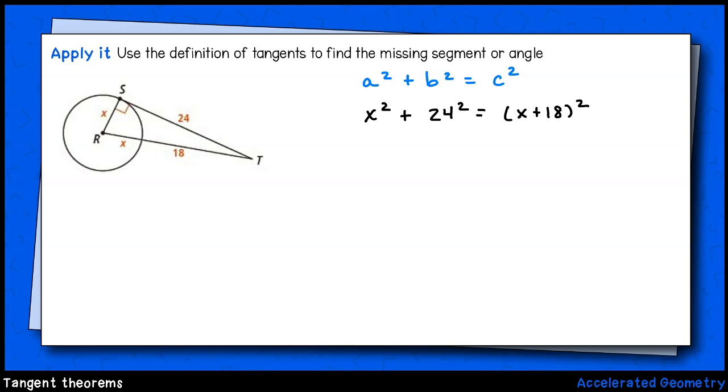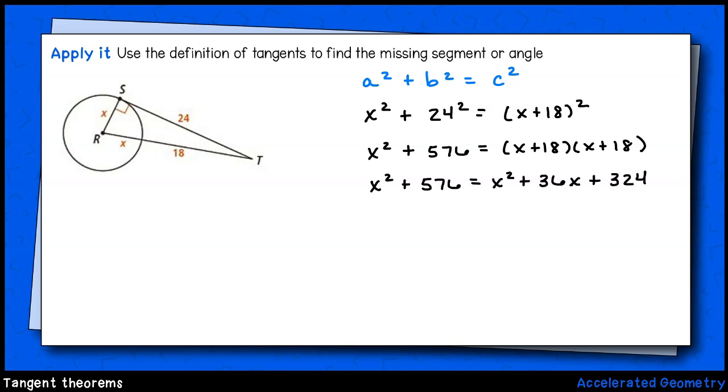We'll have x squared plus 24 squared equals x plus 18 quantity squared. Expanding this out, we have x squared plus 576 equals the binomial x plus 18 times x plus 18. Expanding the right-hand side out, I have x squared plus 576 equals x squared plus 36x plus 324. After subtracting x squared from both sides of the equation and 324 from both sides of the equation, I have 252 equals 36x. Dividing both sides of the equation by 36, I get x equals 7. So the radius of this circle, circle R, is 7.